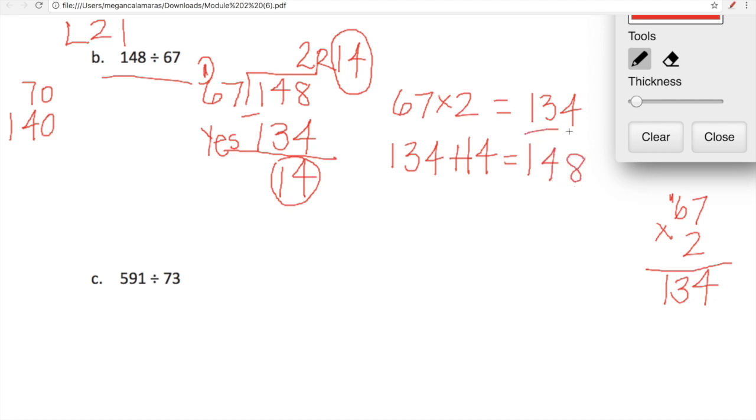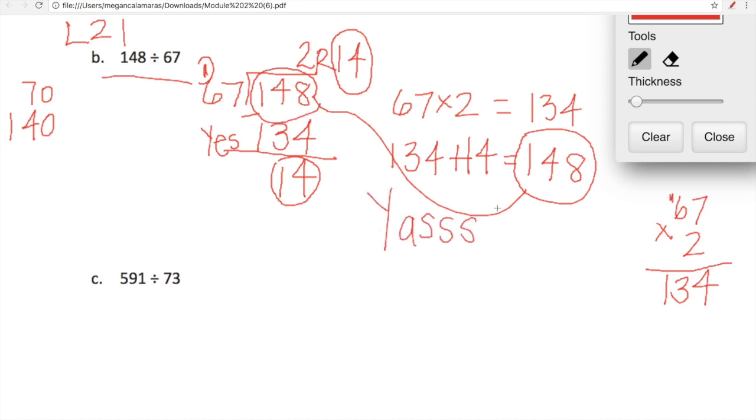Is this number the same as this number? Yes. Yes, Claire, it's the same number. That was fun.